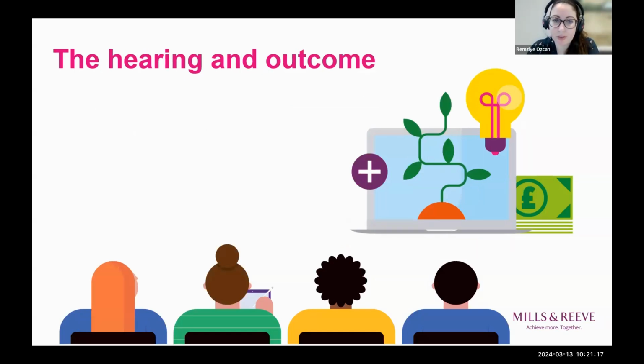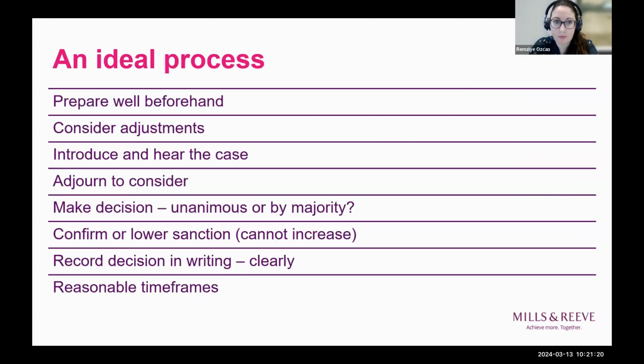So moving on to the hearing and the outcome itself, we've set out some useful pointers on the slide here as to what we suggest an ideal process looks like and how to tackle the process from a best practice perspective. So the first point is to be well prepared beforehand. Be well aware, as appeal chair or as the panel, of the evidence in the case, the basis for any decisions that have been made either in the grievance or disciplinary context, and be familiar with the evidence that witnesses have provided.